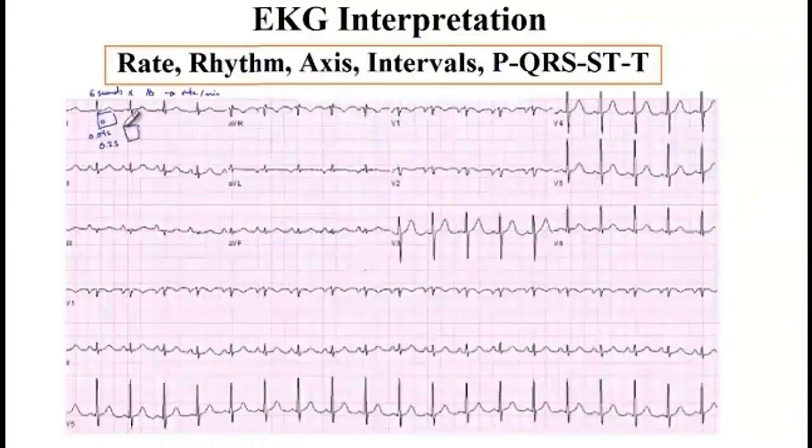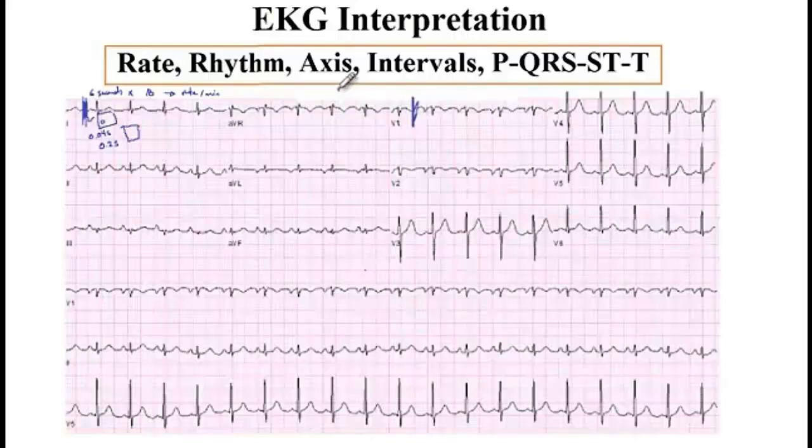So if each of these boxes corresponds to 0.2 seconds, it means for 1 second, you will need 5 of these boxes. And so for 6 seconds, you will need 30 of these boxes. And if you count 30 of these boxes, you will notice that there are about 12 beats inside there. So 12 beats in 6 seconds times 10 is 120. So the rate for this patient is about 120.